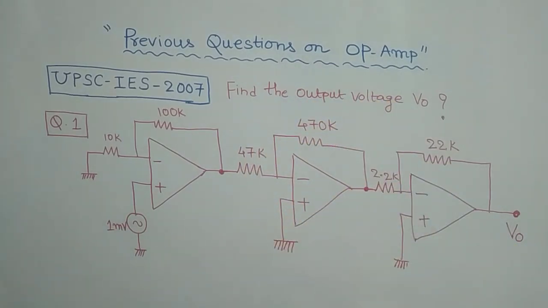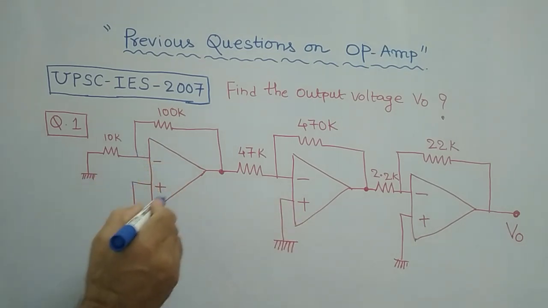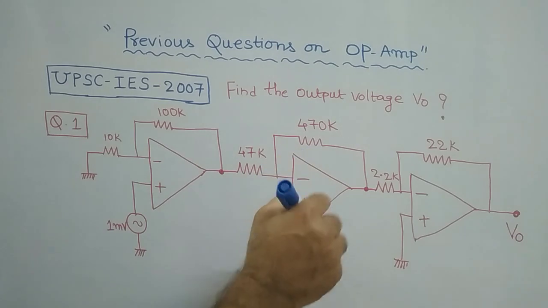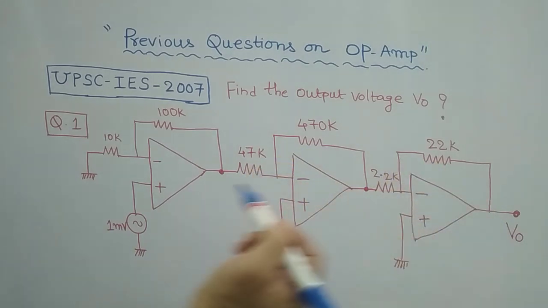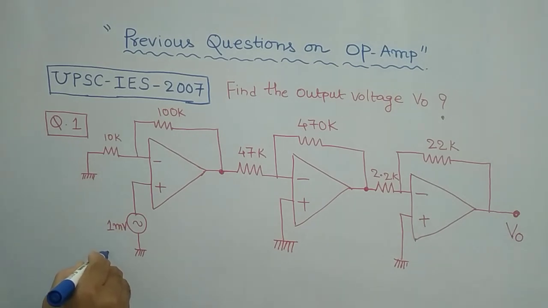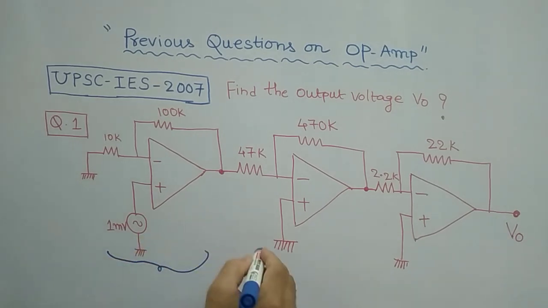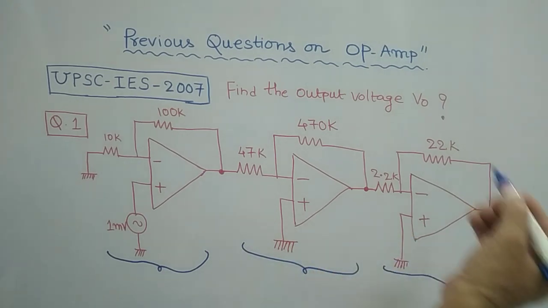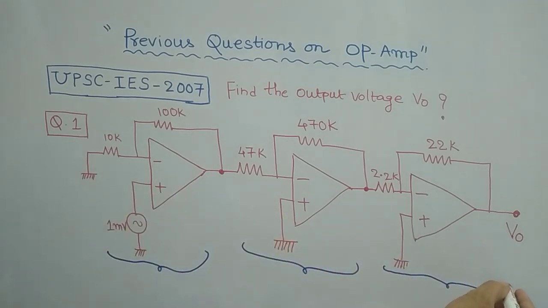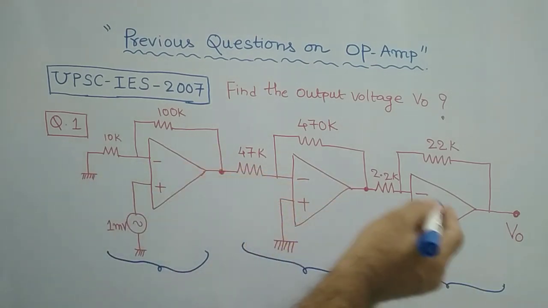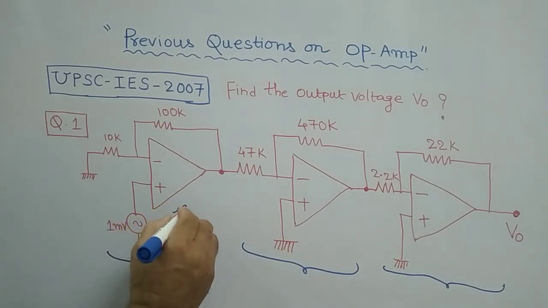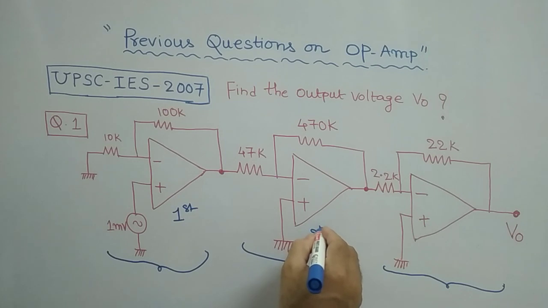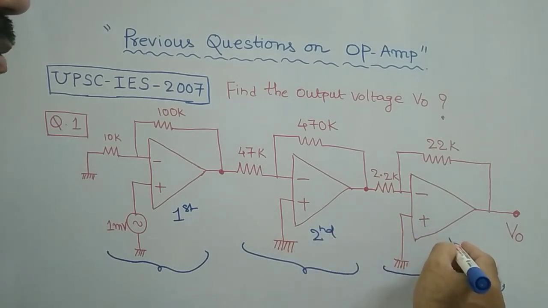How to solve this question? Carefully see: how many stages are there? Basically, you can consider this is the first operational amplifier, this is another operational amplifier, and this is another operational amplifier. You can treat them as the first stage, the second stage, and then the third stage.